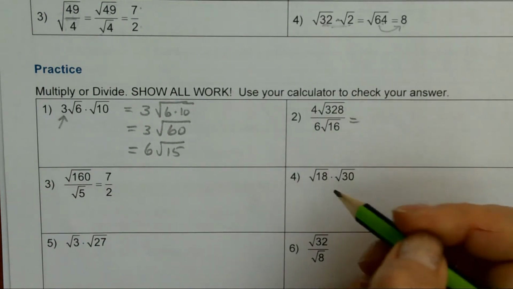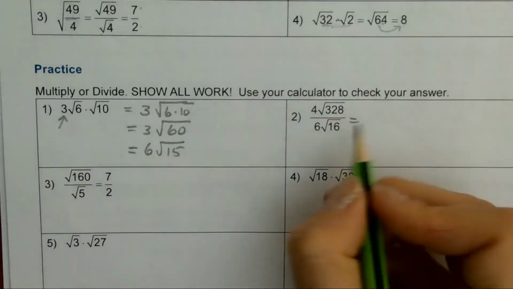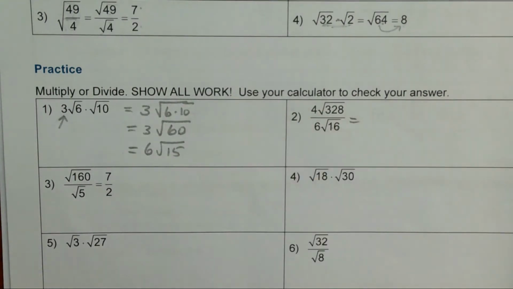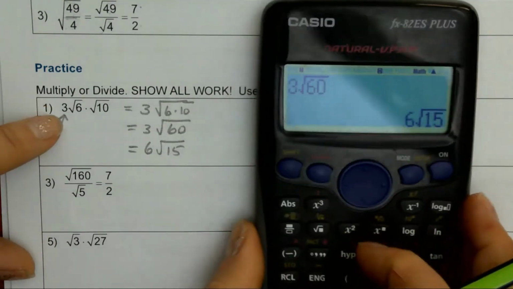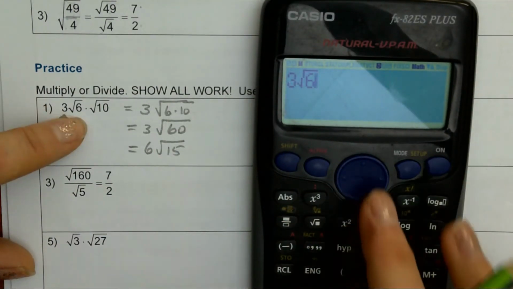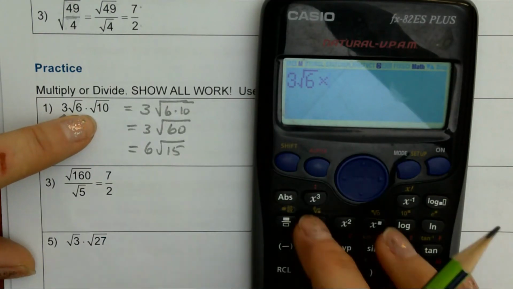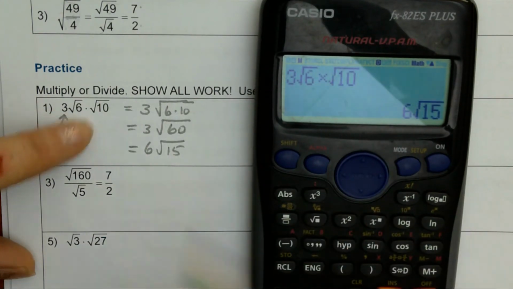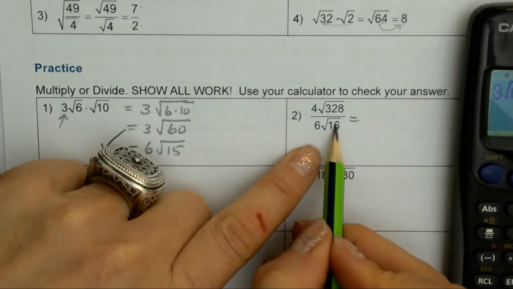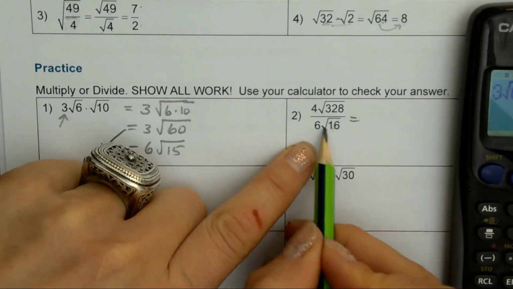Oh, that's a lot here. But I look at this and I go 16. Oh, we didn't check the answer. Let's check the answer first. It's always good to check the answer. 3 root 16 times root 10. Yes, we're correct. Good. Well, root 16 is a perfect square, so I can do this one.